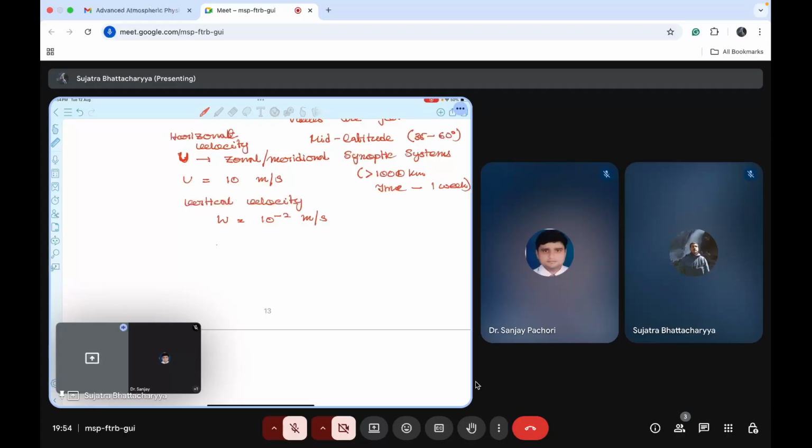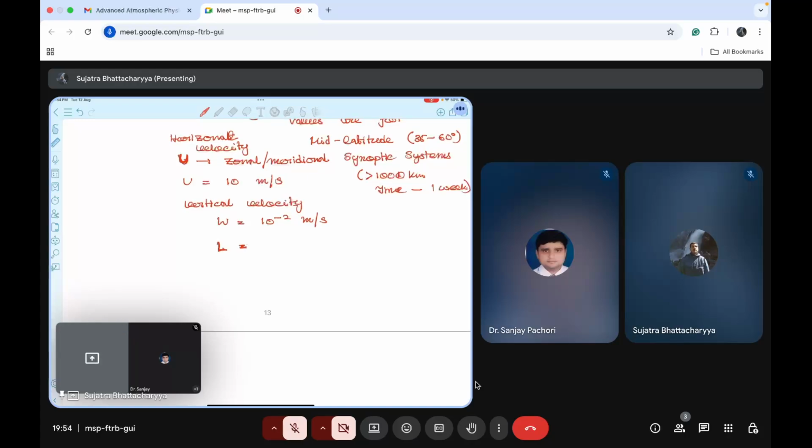Okay. Next, length scale, that is x distance or something. So for any phenomenon happening at the synoptic scale in the mid latitude, what is the general length scale? It is 10 to the power 6 meters, both zonally and meridionally. Remember, horizontal means both zonal as well as meridional, x and y, but not z. Be careful. Height, that is the z scale, is about 10 to the power 4 meters.